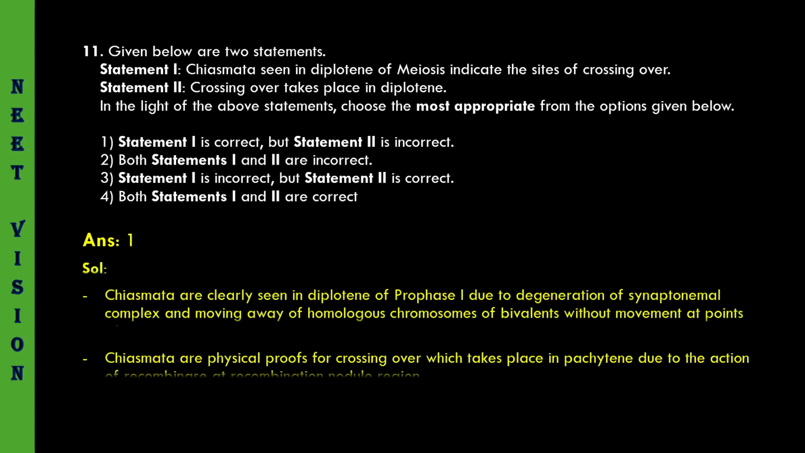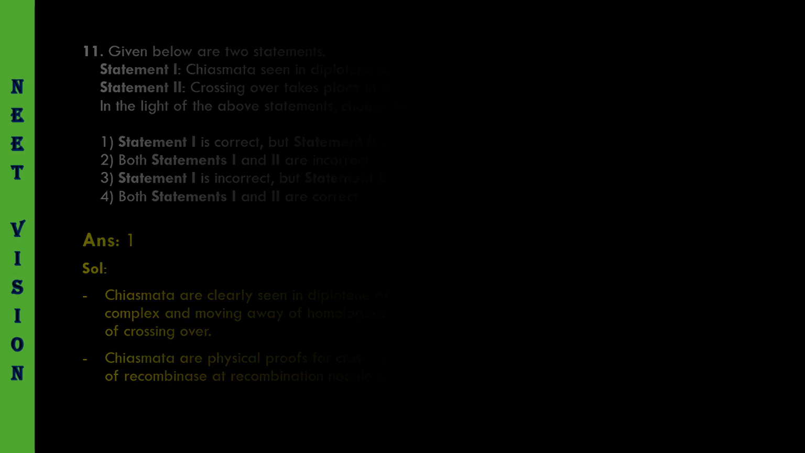Here is the solution. Chiasmata are clearly seen in diplotene of prophase 1 due to degeneration of the synaptonemal complex and moving away of homologous chromosomes or bivalents, except at points of crossing over. Chiasmata are physical proofs for crossing over, which takes place in pachytene due to the action of recombinase at the recombination nodule region. Coming to the next one.